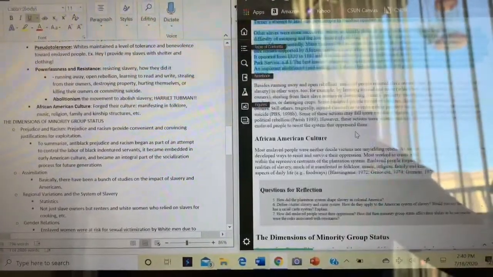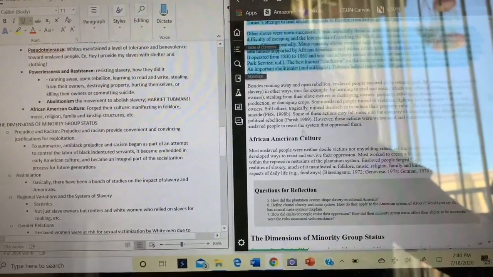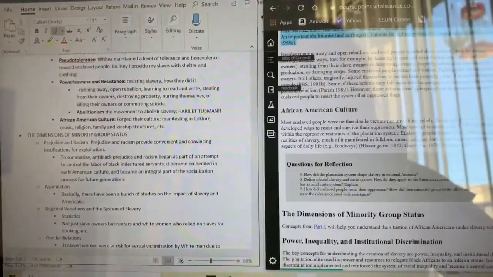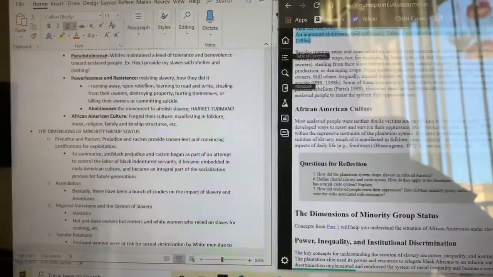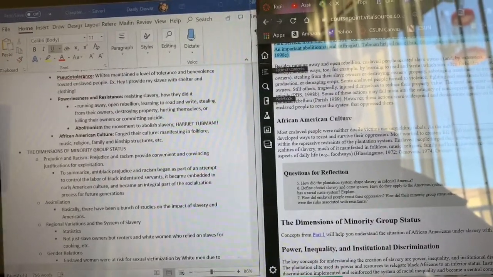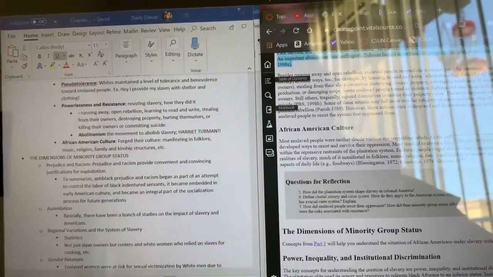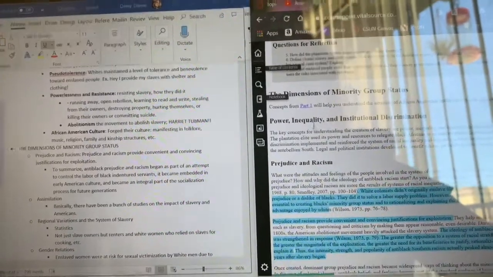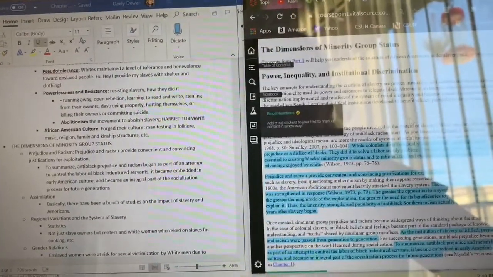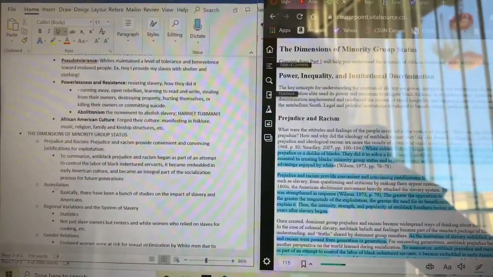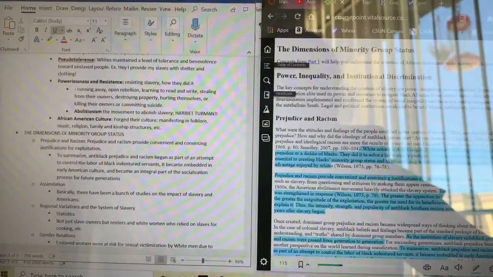The next is African American culture. Here it just says these slaves forged their culture. They participated in folklore, music, religion, family, and other things. Not too much going on there. Next we get into the dimensions of minority group status.